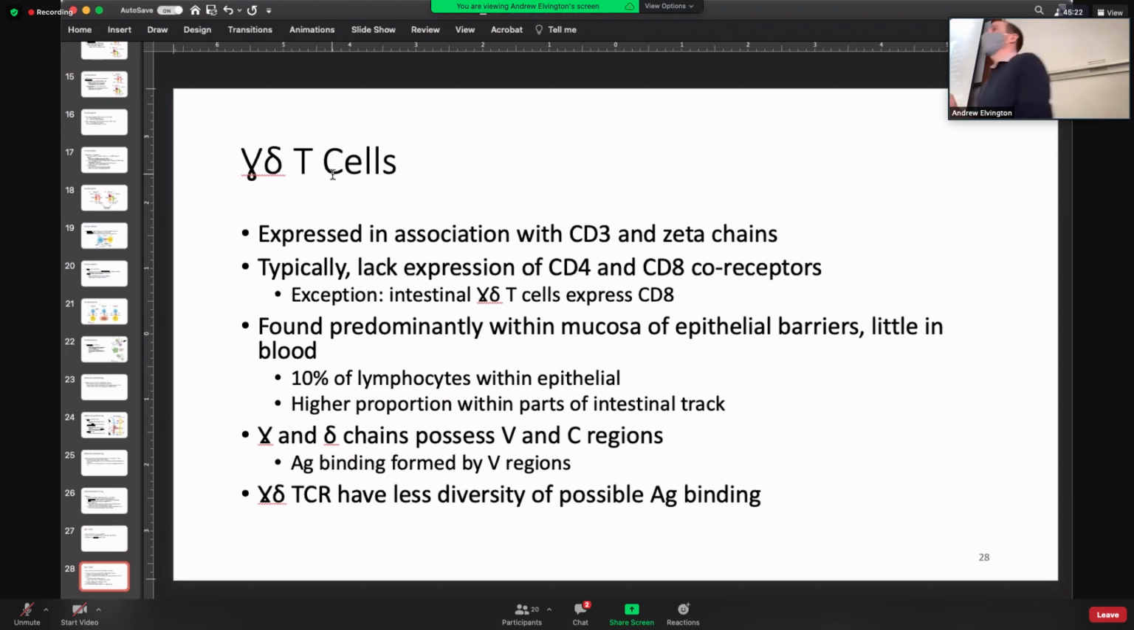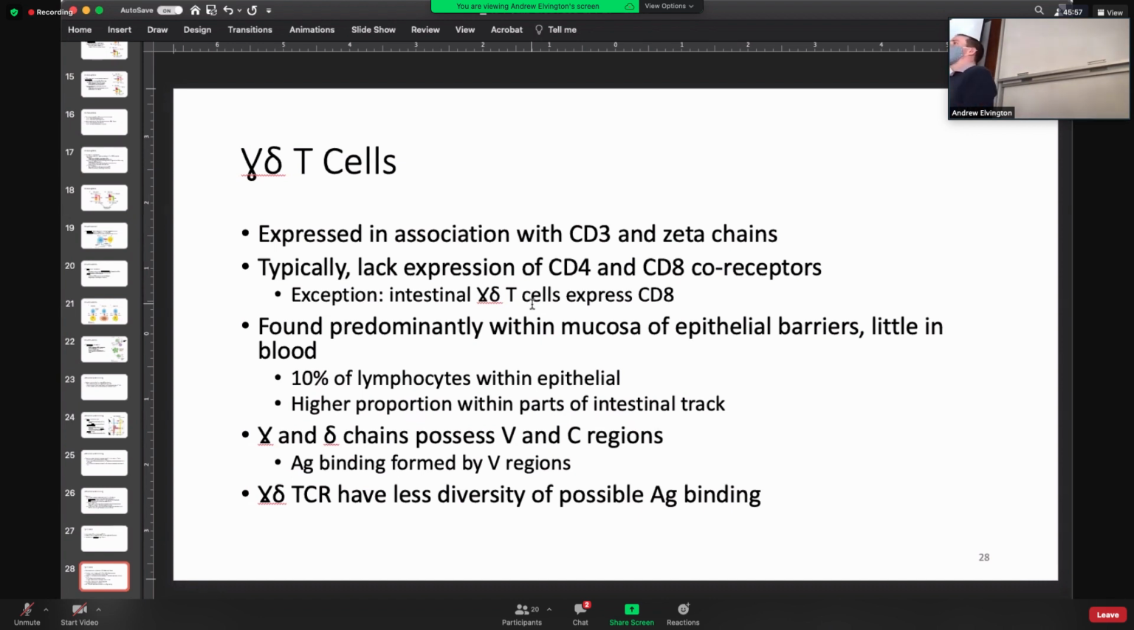Now, gamma delta T cells still have those T cell receptors associated with CD3. So is it still true that CD3 is a good marker, a good way to say we have a T cell? Yeah. So no matter which T cell receptor type we have, CD3 is still present, still a signal transducer. The exception with gamma delta T cells is they typically don't express any co-receptor. No CD4, no CD8. There are exceptions that I included. I don't care that you know that exception.